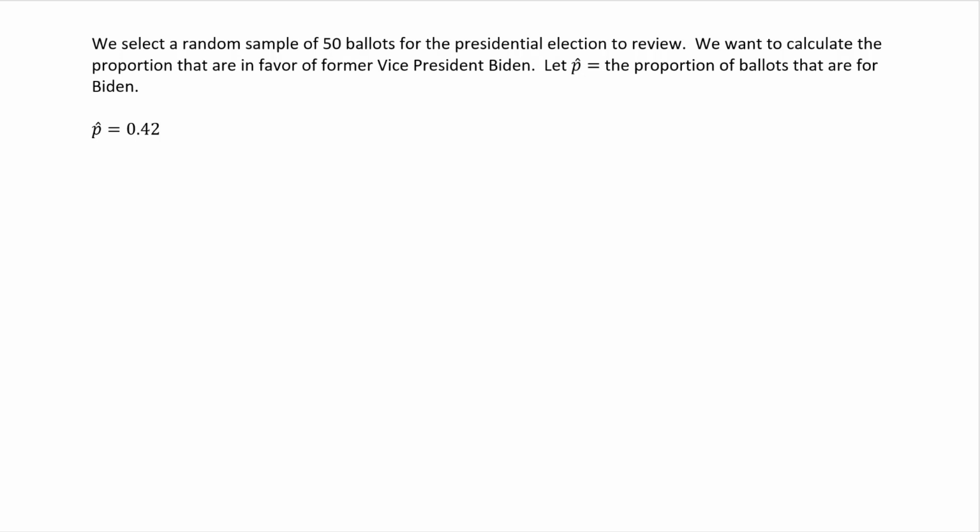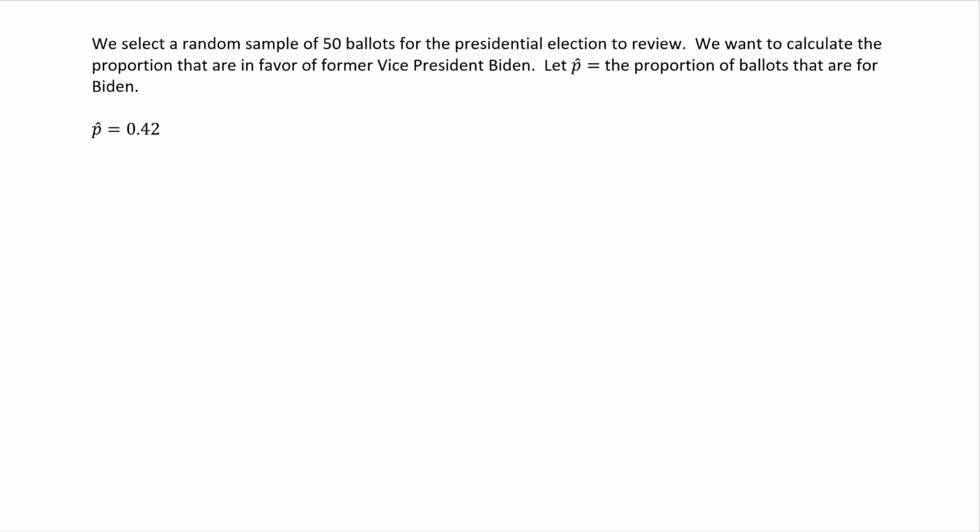Alright, so we're going to worry about constructing a confidence interval for proportions, okay? And we're going to look at this talking about the presidential election. Since this is going on, we'll just go ahead and work that into our problem here. So let's say we select a random sample of 50 ballots for the presidential election to review. We want to calculate the proportion that are in favor of former Vice President Biden. We're going to let the p-hat equal the proportion of ballots that are for Biden.